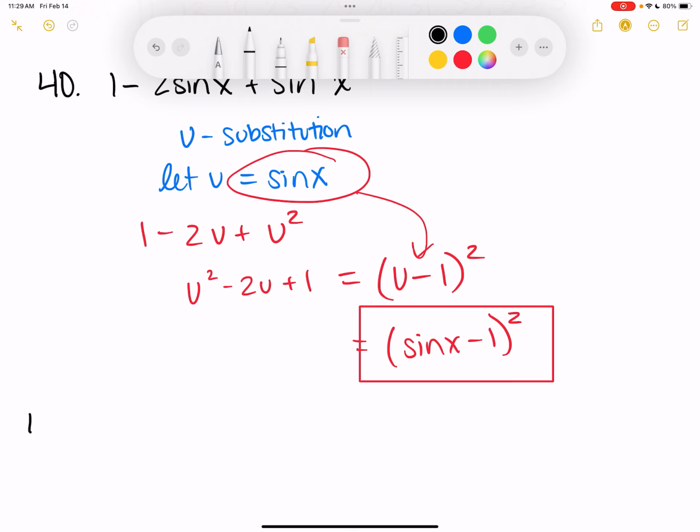48. So this one is write each expression as an algebraic expression of a single trig function. So we've got tangent squared of alpha minus 1 over 1 plus tangent of alpha.